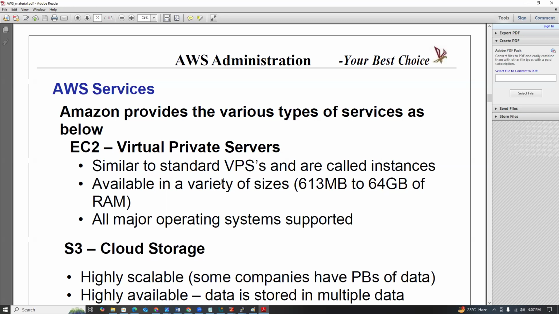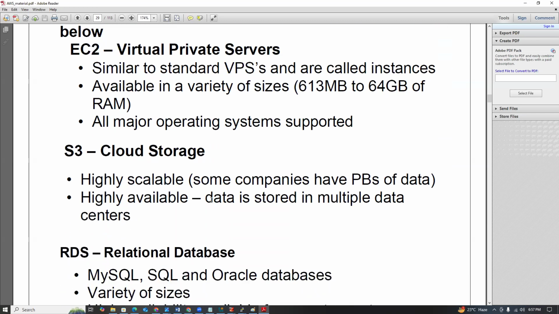What is S3? S3 is nothing but Simple Storage Service. S3 is cloud storage, highly scalable. Some companies have petabytes of data. It is highly available. Data is stored in multiple data centers because of DR.